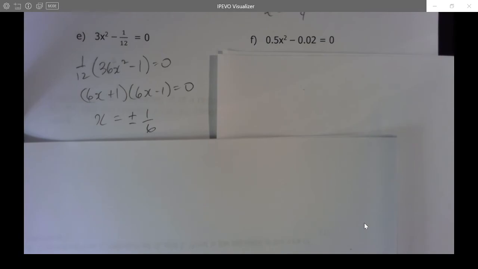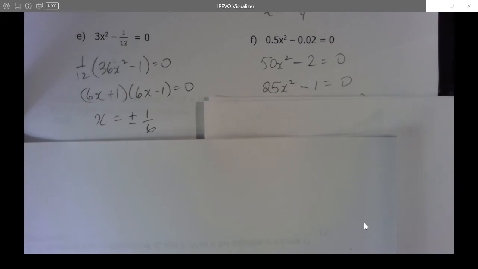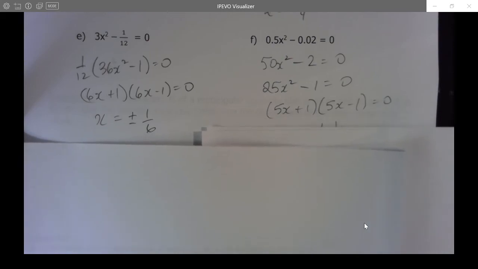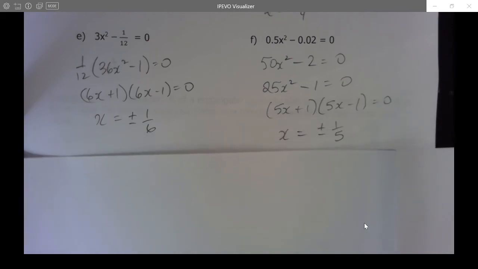For f, again, it's an equation. I can multiply both sides by the same thing, and it doesn't change the equation, so I multiply both sides by 100. There, decimals be gone. And then from there, I divided both sides of the equation by 2, and then I had a nice difference of squares. So I got x is plus or minus 1/5.